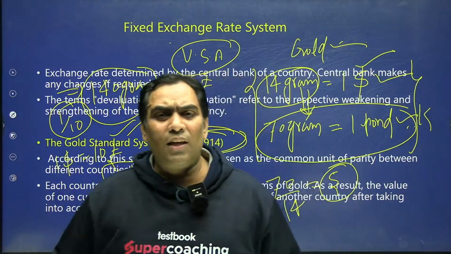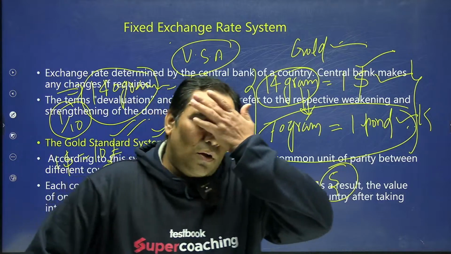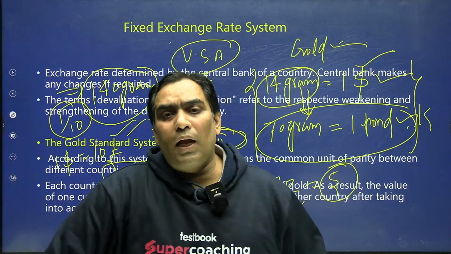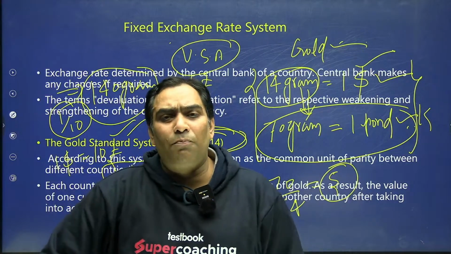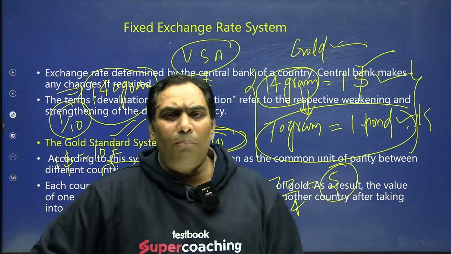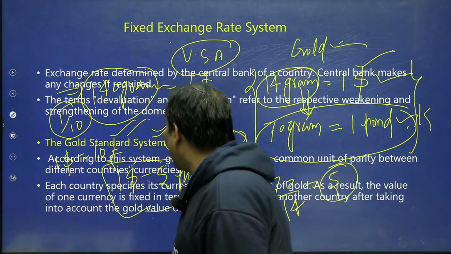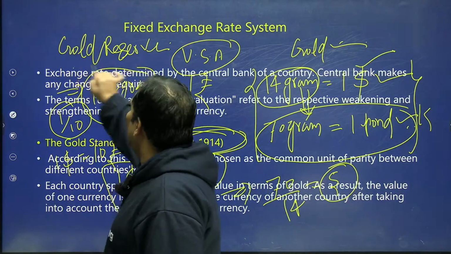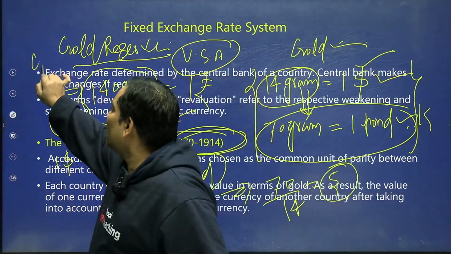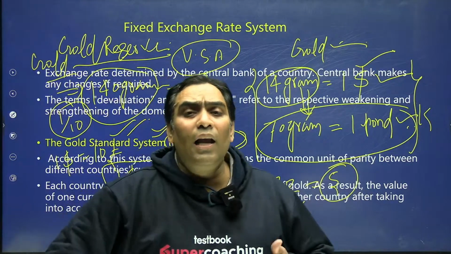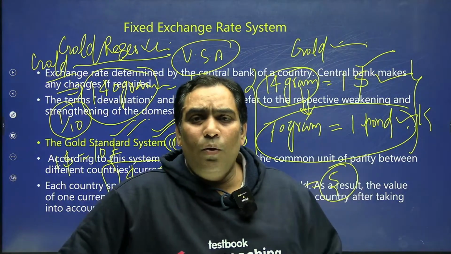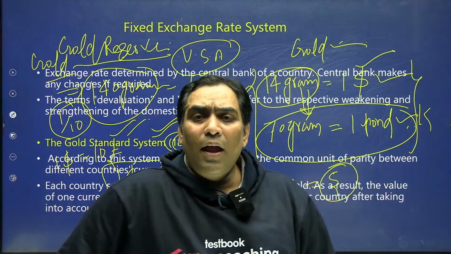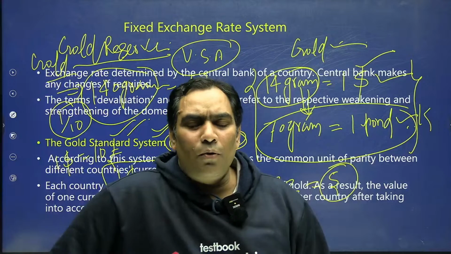That system collapsed because of the war. To finance the war expenditure, countries wanted to print currencies, but they can print currency only when they have the gold reserves. And gold is a finite commodity. It cannot have unlimited reserves. Why did they want to print more currency? Just to finance the expenditure of the First World War, sorry, First World War, not Second World War.